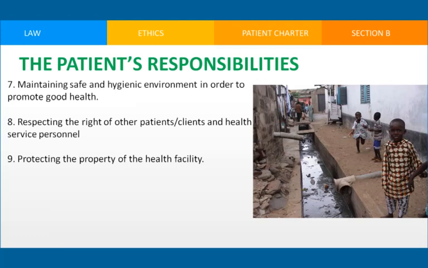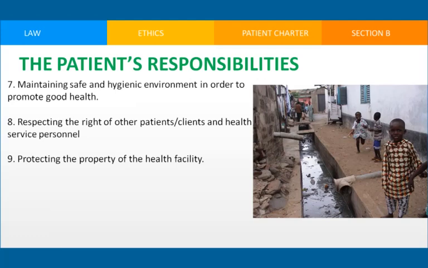It's the patient's responsibility to wash their hands before eating. It's the patient's responsibility to ensure that they live a healthy lifestyle. They exercise, they eat fruits and vegetables, they drink a lot of water, they have adequate rest. It is their responsibility. All right.